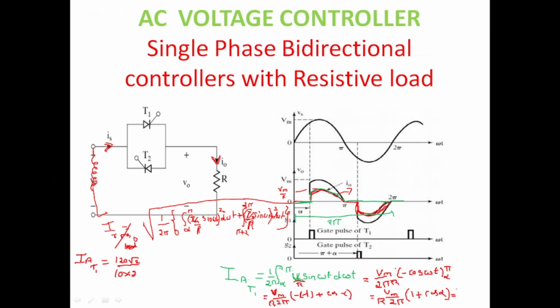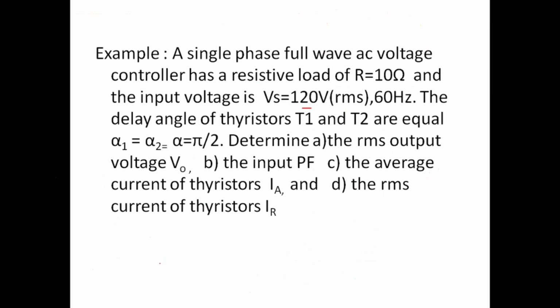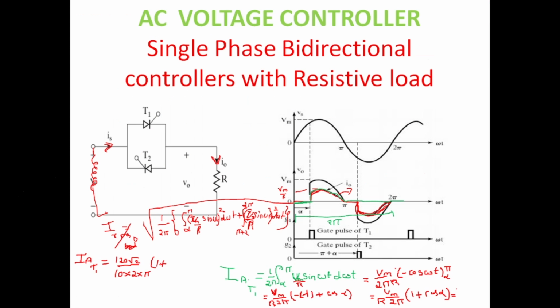So 2 pi, 1 plus cos 90. 90 is the firing angle in this problem. Cos 90 is 0, so this becomes 1. You can calculate using your calculator, I think you will get a value near 2.7 amps.